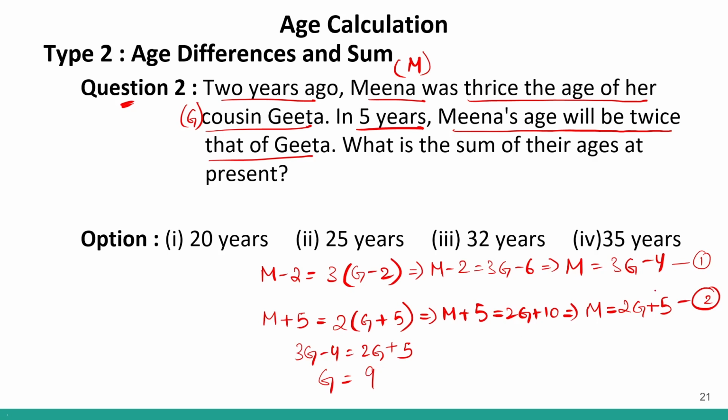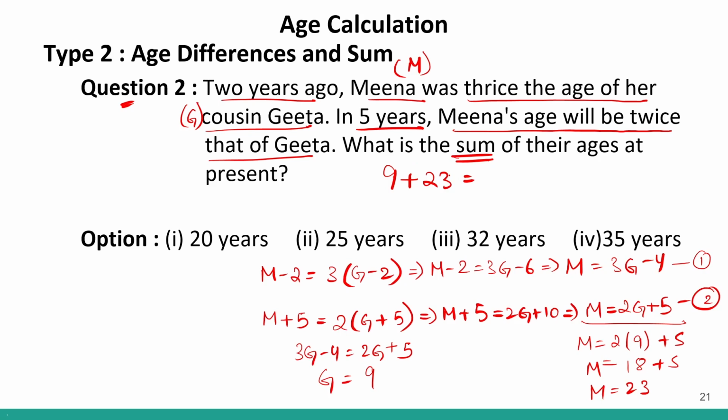Now what is the value of M? If I put the value of G over here, 2 into 9 plus 5. So 2 nines are 18 plus 5 will be the value of M. So the value of M will be 23. Now we have to find the sum of their ages. G's value is 9 and M's value is 23. So the sum of their ages will be 32 years, which is option number 3.